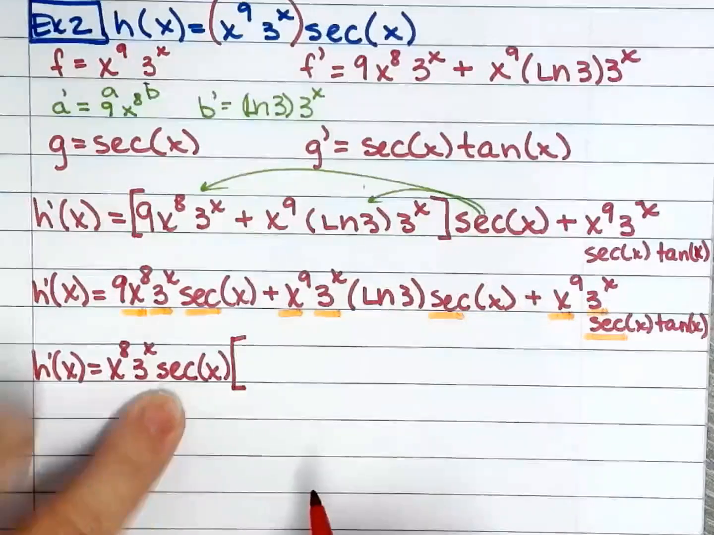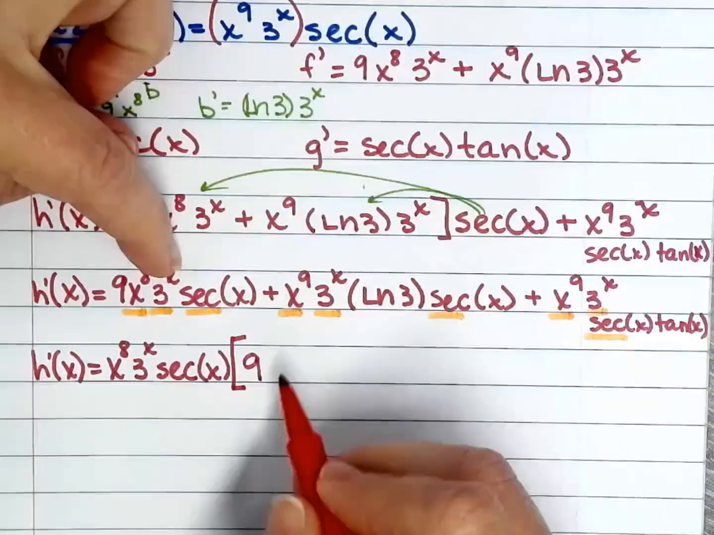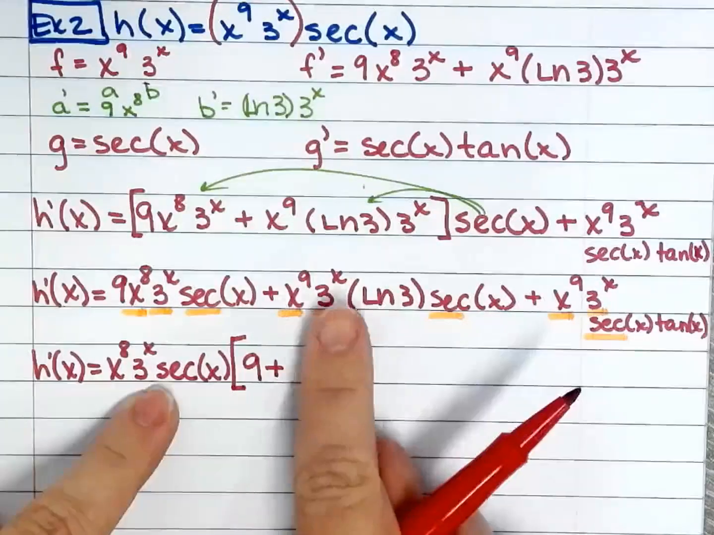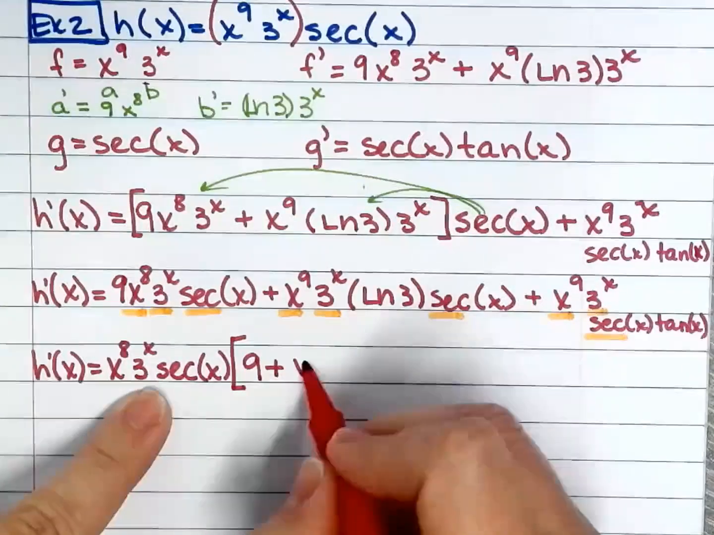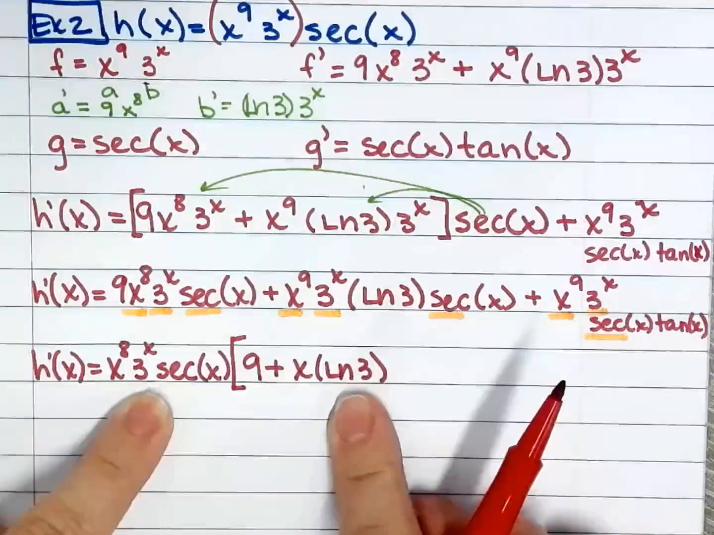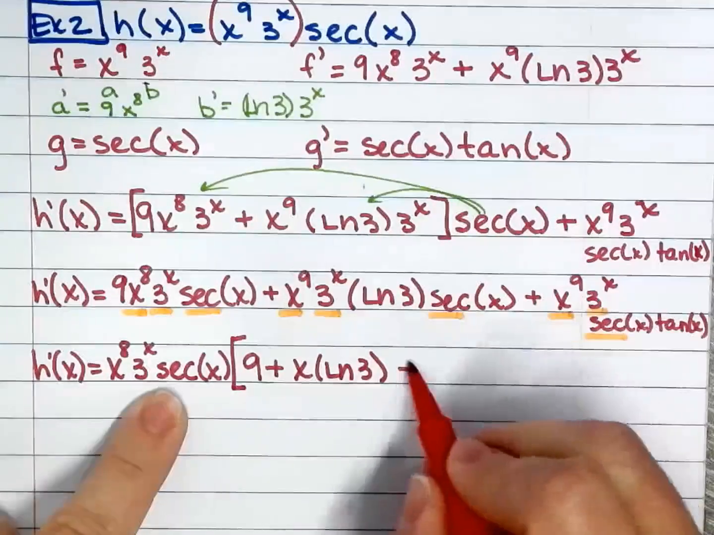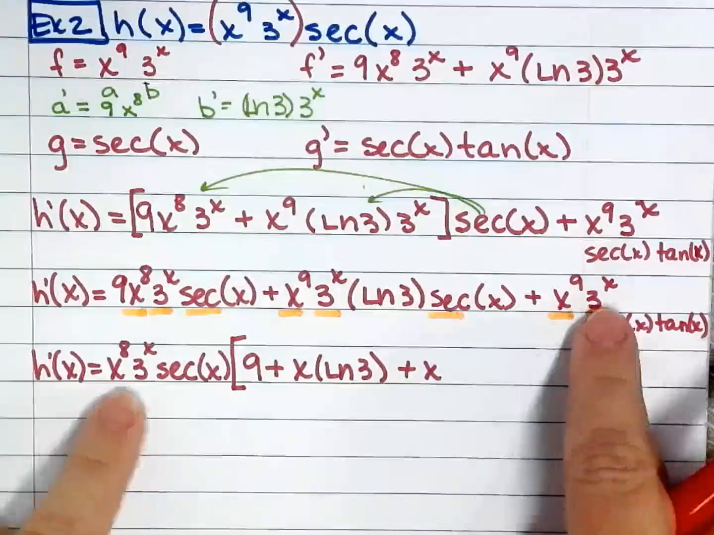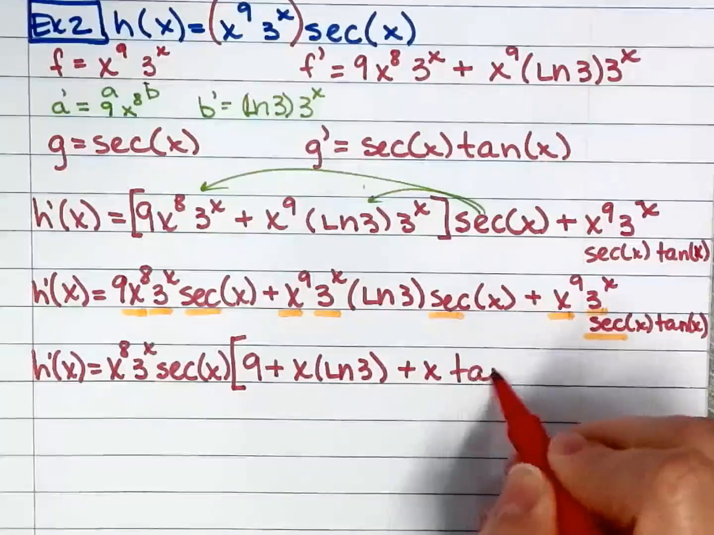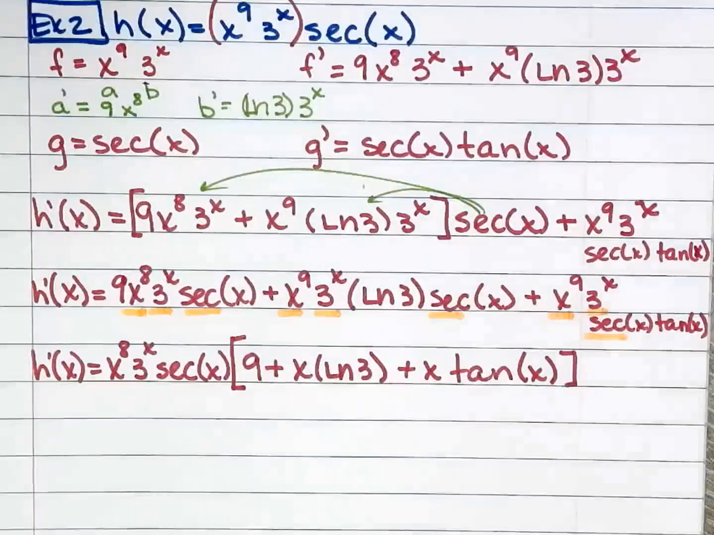Now this divided by this, I have 9. Plus this divided by this, I have x natural log of 3. Okay? And then this divided by this, I have x. These two simplify, and then I have tangent of x. Hey, it's getting better. Look at that.